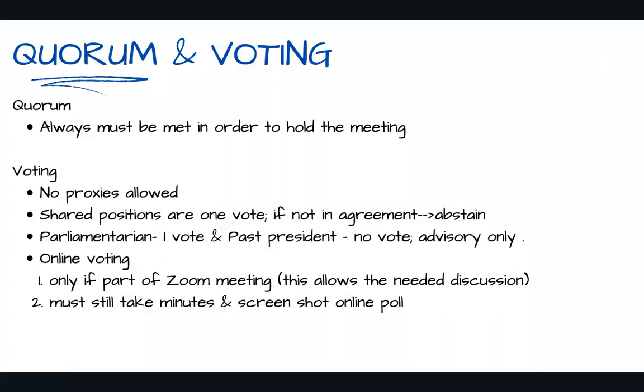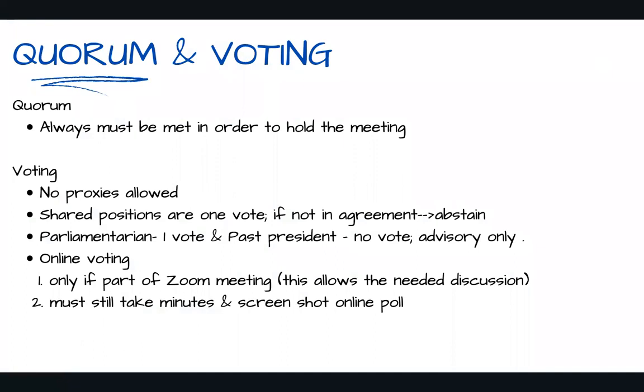When meetings are held, you want to make sure that you have met quorum. Quorum almost always must be met in order for you to hold the meeting. Voting is something else that you need to be responsible for. One thing to remember is that there are no proxies allowed. And also, if you have a board member that shares a position with somebody else, their vote counts as one. For example, if you have two people sharing the position of a treasurer, those co-treasurers share only one vote and they must agree. If they don't agree, then they must abstain.